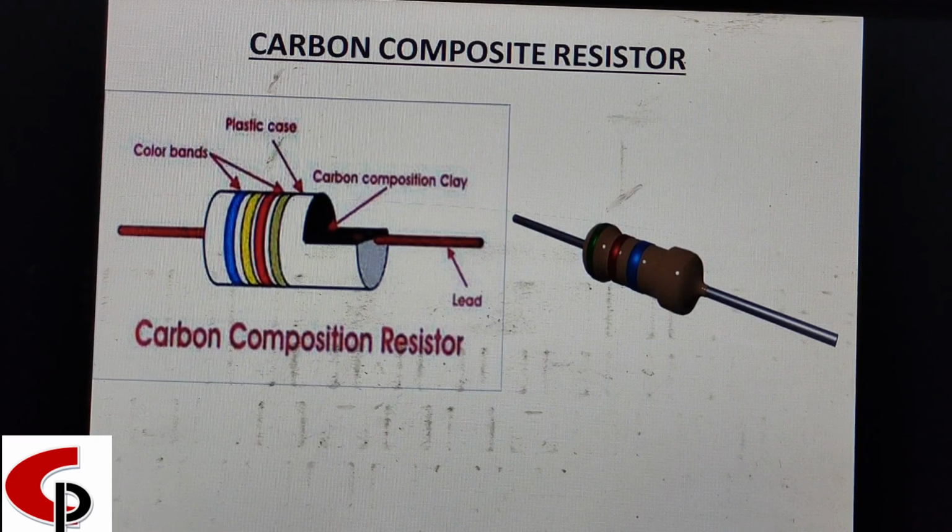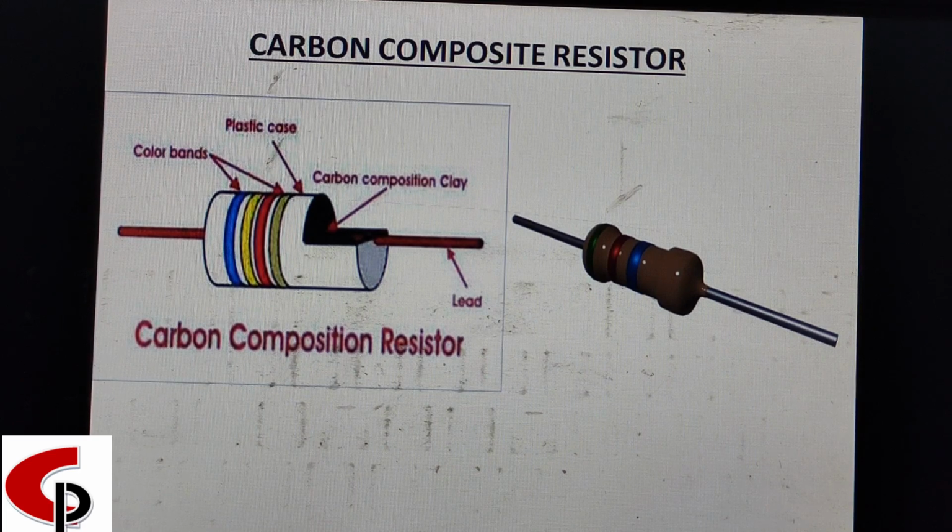Now, the resistance of the carbon composition resistor is inversely proportional to the cross-sectional area of the cylindrical rod. A cylindrical rod with a large cross-sectional area provides large space for the free electrons to move freely, hence the possibility of collision of free electrons with the atoms is low. Thus, a large amount of electric current flows through the carbon composition resistor.